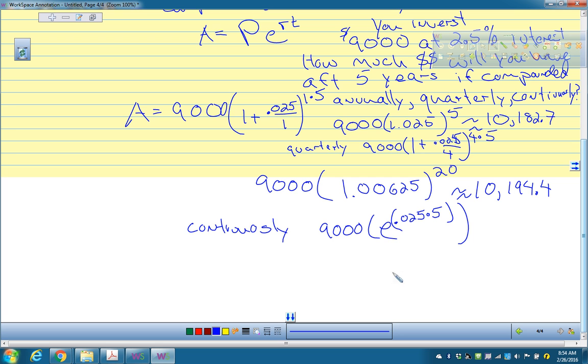Can you handle that on your calculator? 10,198.3. Okay, so the e button, just so you know, is right above the natural log button, because they're inverses of each other, which we'll talk about later. You take e, raise it to this power, and then multiply by 9,000. Continuously means it's compounded instantaneously, every millisecond, but you're only making about $400, because you're only making 0.025 divided by a huge number every single instant. So it's kind of weird where that went. Okay?